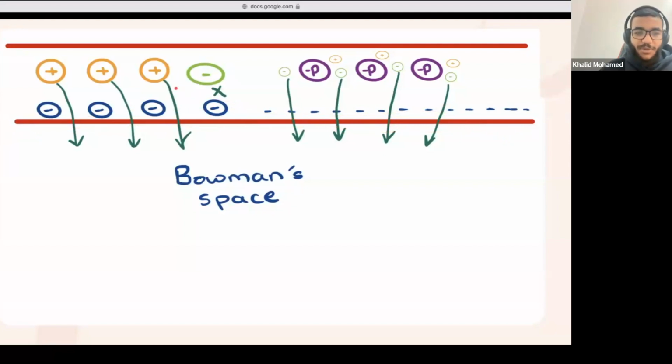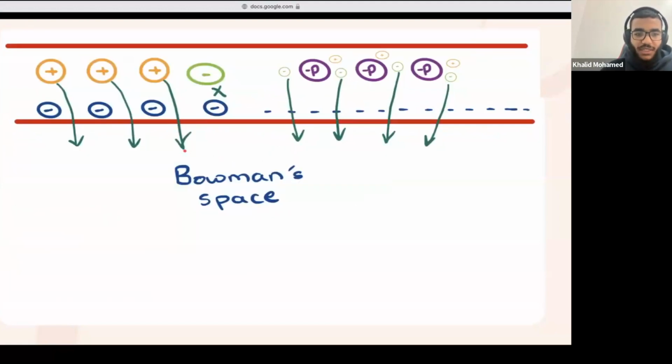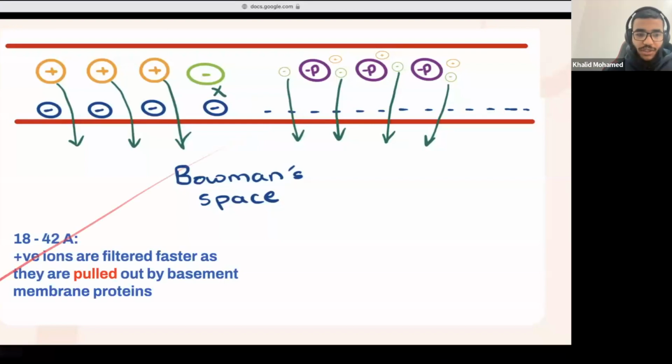And then inside the capillary, we'll have positive ions, we'll have negative ions, and we'll have proteins, obviously. We'll have proteins in the membrane, and we'll have proteins in the capillary itself, okay? Plasma proteins. And so the filtration rate depends on two things, okay? It depends on the size of the ion and obviously the charge of the ion, okay? So let's start with the size of the ion. If we have big ions, which are from 18 to 42, whatever this unit is, the positive ions will be filtered faster as they are pulled out by basement membrane proteins.